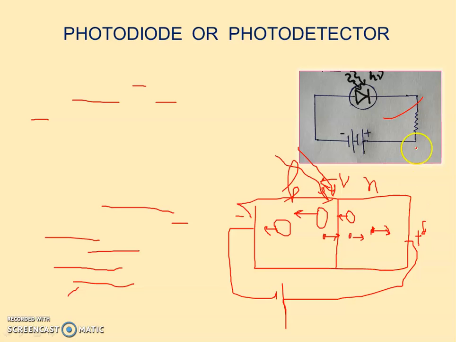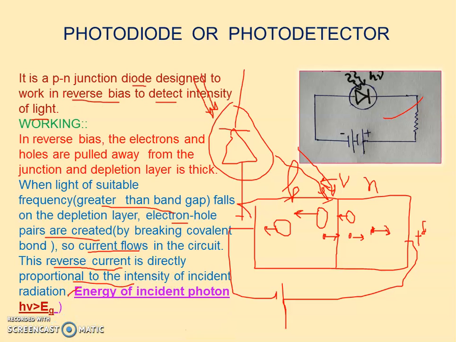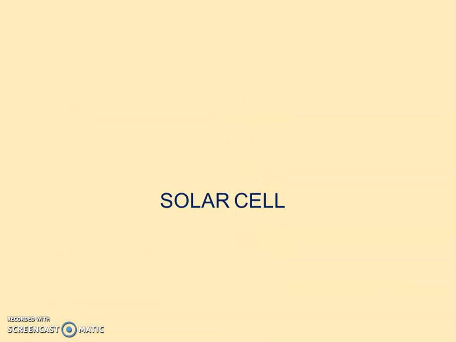The symbol is a diode and the photons are incident on it. So we can make the symbol of this type of diode: this is a diode, normal PN diode, and light is incident on this. So we have to draw arrows towards the PN. Right? So this is the symbol of photodiode.